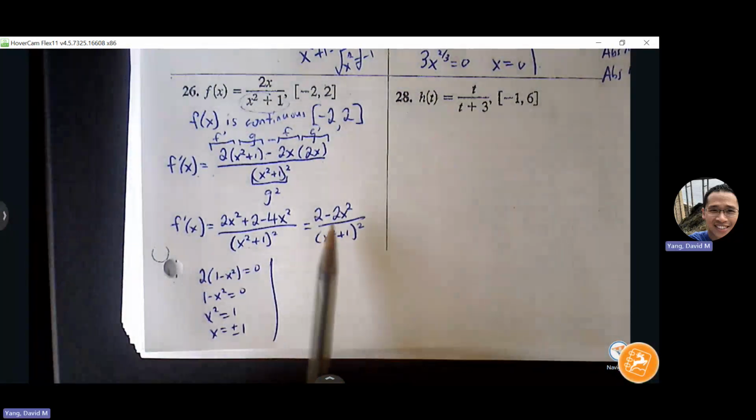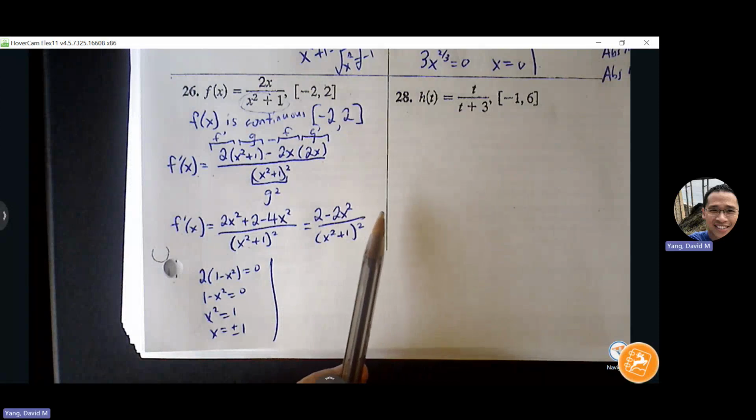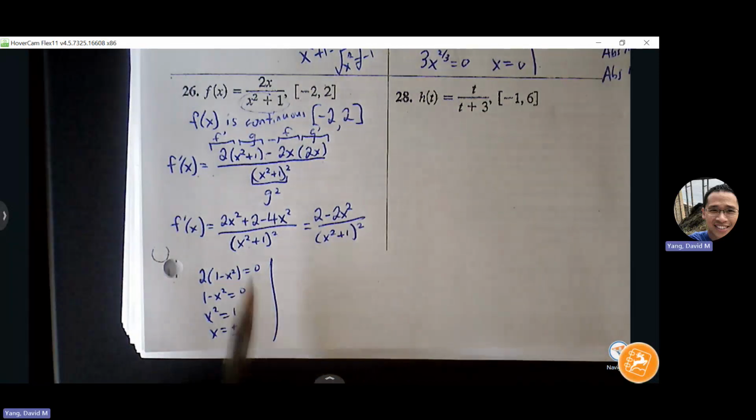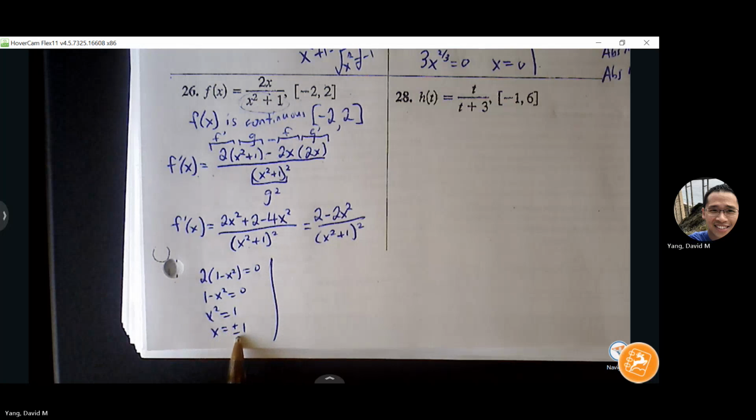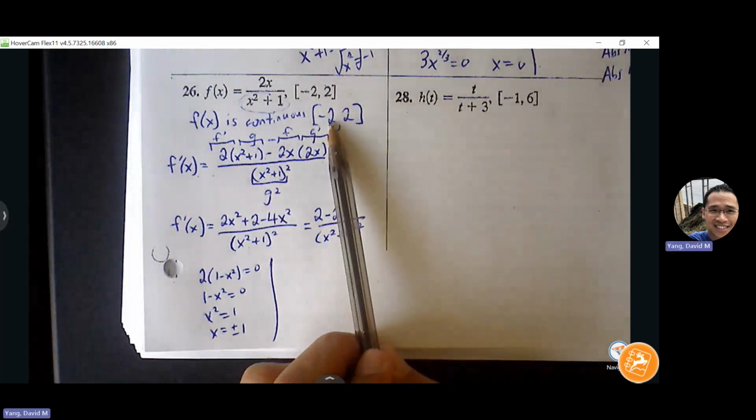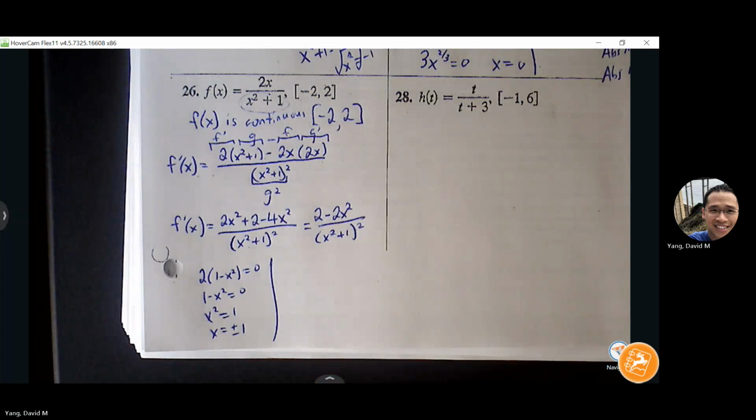You can do something else different than me. You can set them both equal to each other if you want. Divide by 2, take the square root. Either way, you'll get plus or minus 1. Are both these valid? Because they're within the range. Okay, so how many candidates are we going to test? 4. And they all get inserted back into the original. Yeah.